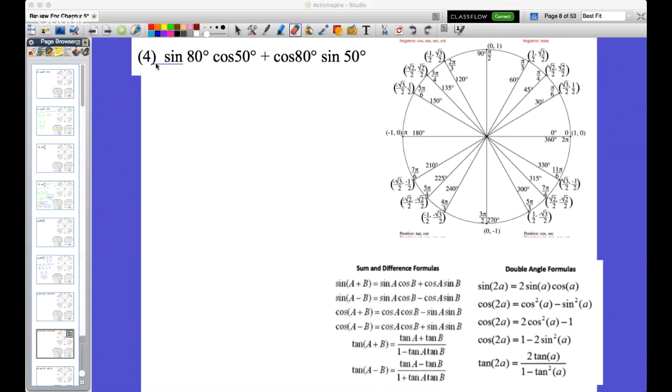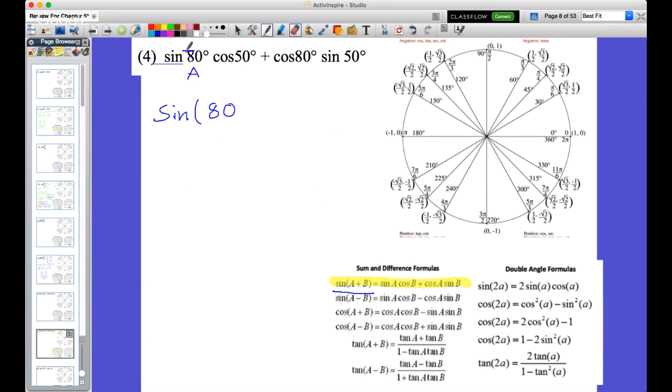So if I'm looking at number 4 and I have a sine times a cosine plus a cosine times a sine, I'm going to look for where the sine times a cosine plus a cosine times a sine is. Well, that's clearly right here. I like these ones better because all you're identifying is, okay, if this is the sum and difference, I'm doing sine of A plus B. So I have to now identify my A angle, which will be 80. So I'm going to do sine of 80. Oh, you know what?